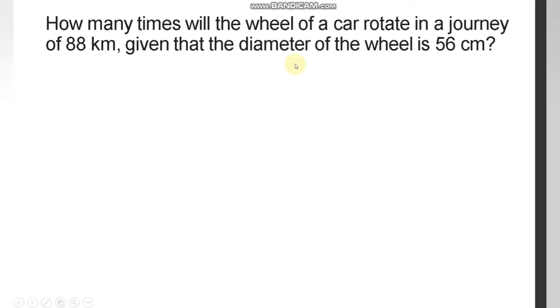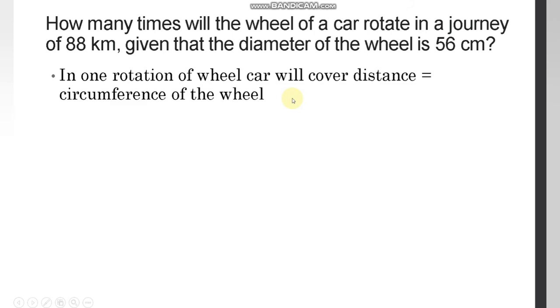Now next, how many times will the wheel of a car rotate in a journey of 88 km given that the diameter of the wheel is 56 centimeters? Just think that you have a circle and you are just rotating it. So how much distance will it cover? It will cover the distance equal to its circumference, meaning boundary. If you are rotating it many times, total distance covered will be equal to n times, meaning the number of rotations, multiplied with the circumference. So in one rotation of the wheel, the car will cover the distance equal to the circumference of the wheel.